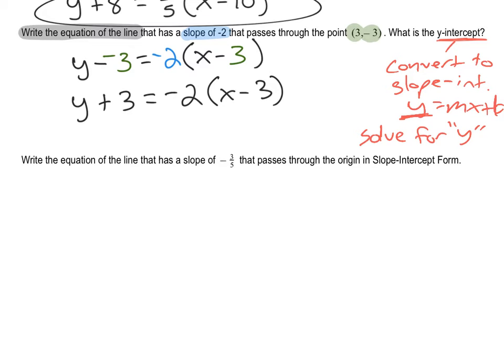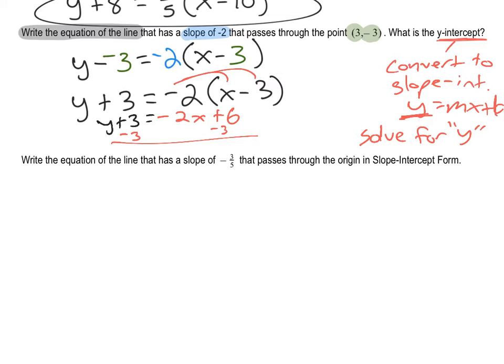All right, so 2 steps away. That's it, just 2 steps. First thing we do is distribute. Okay, that will give us negative 2x plus 6. Still have the y plus 3 there. Our last thing to do to get y by itself is to subtract 3 from both sides.